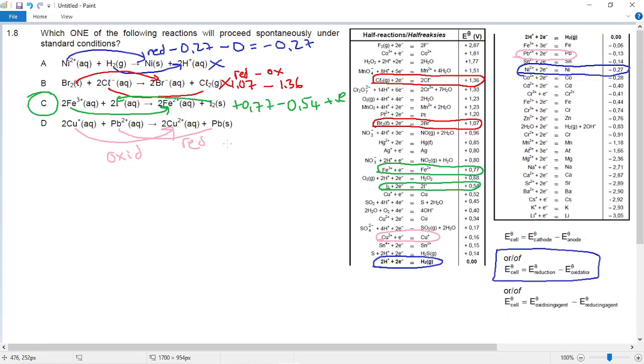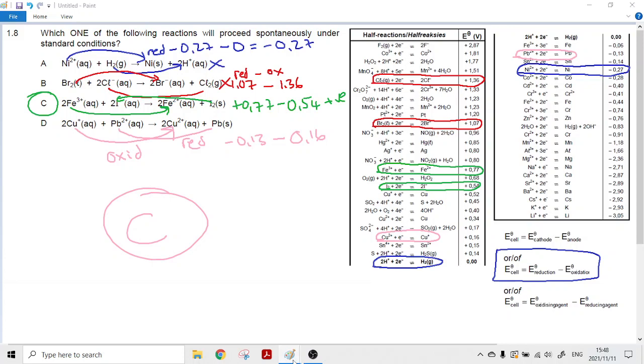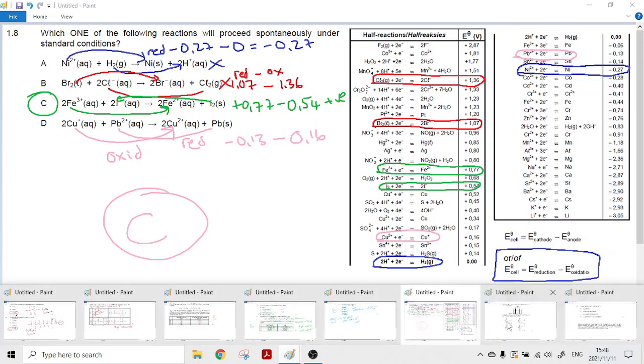So my reduction reaction is going to be minus 0,13, and then we are going to subtract the oxidation reaction, minus 0,16, and as you can see, that's going to give you a negative value as well. So the answer is very definitely C, because according to the table, that is the only one that gives you a positive E theta cell. It's a bit of a long question to sit through in the multiple choice, but you always have to think it through.